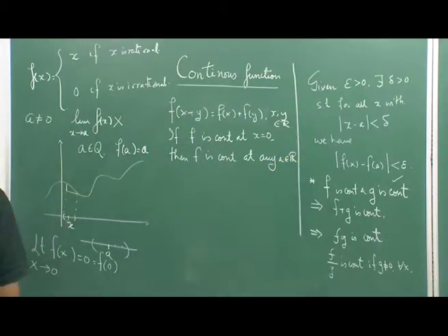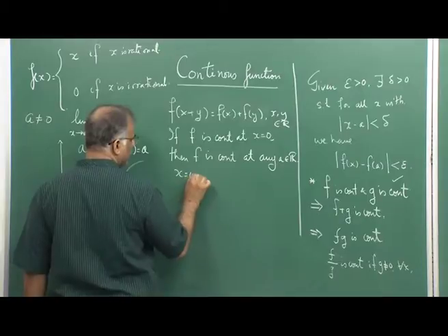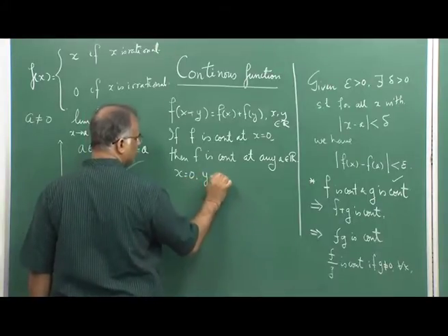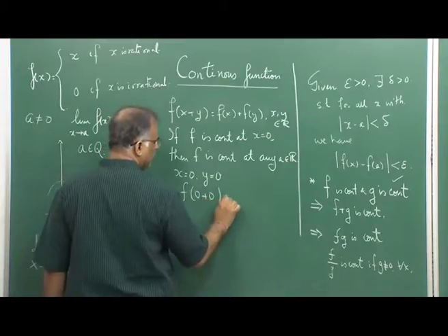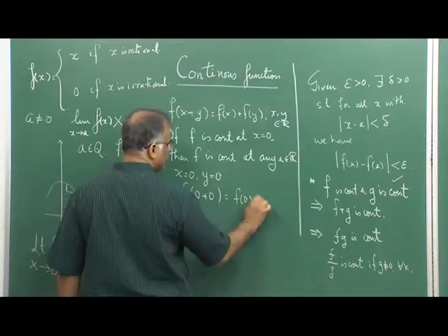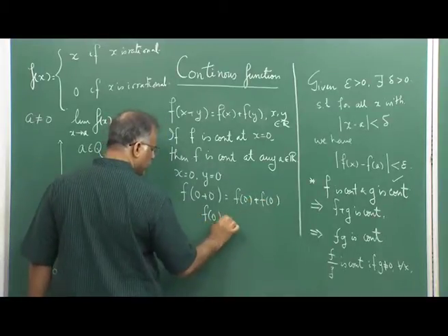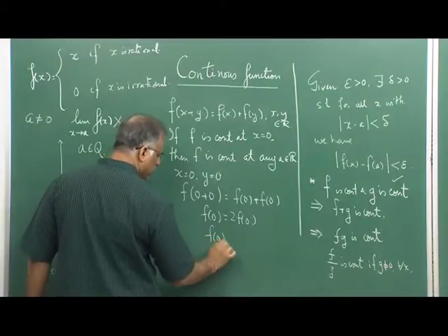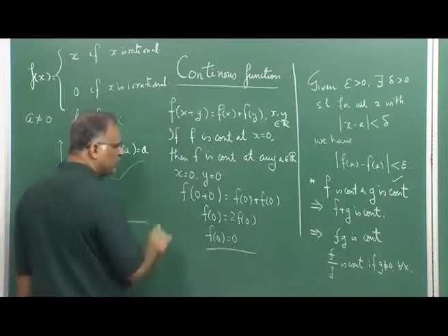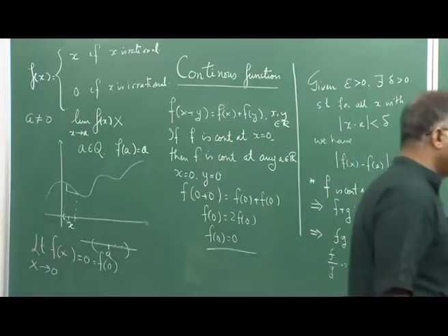So, how do I go about it? The first thing to observe is that first put x equal to 0 and y equal to 0. Then by very definition f(0 plus 0) is f(0) plus f(0). So, which means f(0) is equal to 2f(0), which means f(0) is equal to 0. This information is immediately observed.